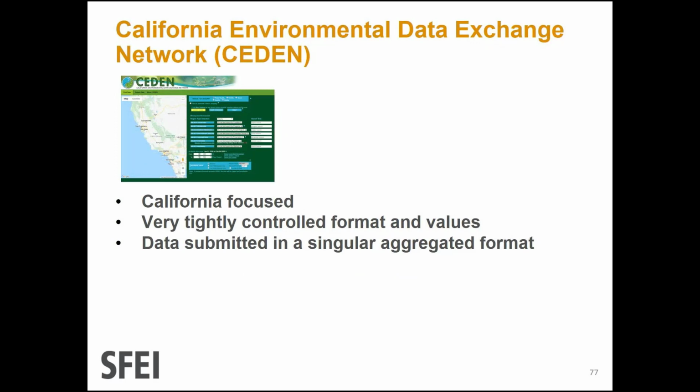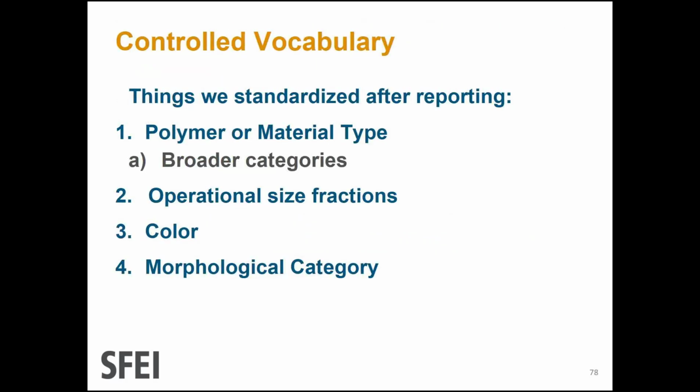And then we have CDIN. So it's California focused, but it is very tightly controlled in its format and what values you can have for different pieces of information. And it also has to be submitted in a singular aggregated format, so you can't submit data like per particle. Instead, you're submitting concentrations. And I'll go into more details on that in a little bit.